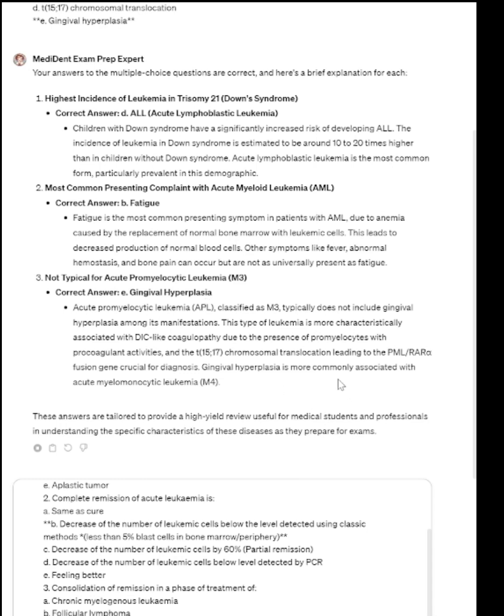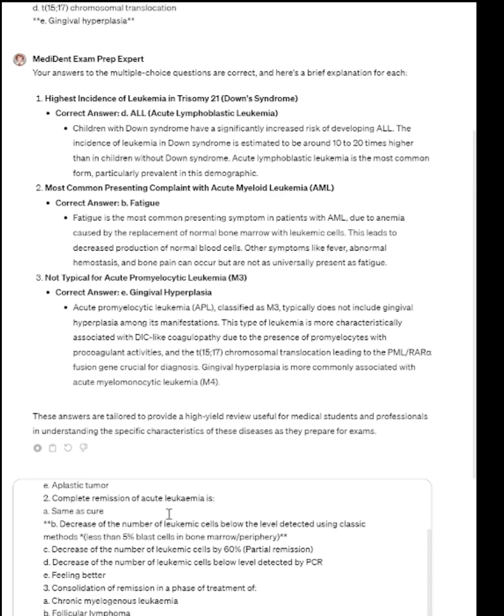3. Not typical for acute promyelocytic leukemia, M3. Correct answer, E. Gingival hyperplasia. Acute promyelocytic leukemia, classified as M3, typically does not include gingival hyperplasia among its manifestations. This type of leukemia is more characteristically associated with DIC-like coagulopathy due to the presence of promyelocytes with procoagulant activities and the t(15;17) chromosomal translocation leading to the PML-RARA fusion gene, crucial for diagnosis. Gingival hyperplasia is more commonly associated with acute myelomonocytic leukemia, M4.